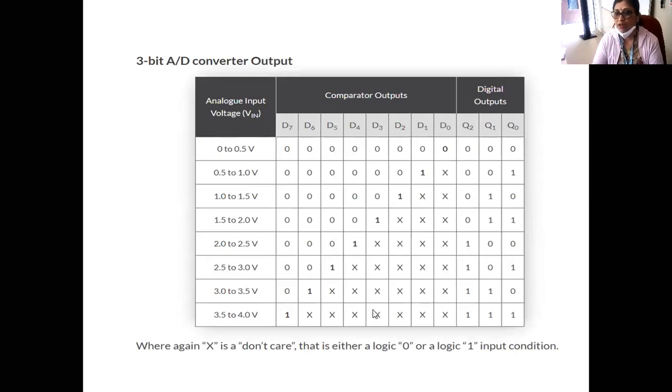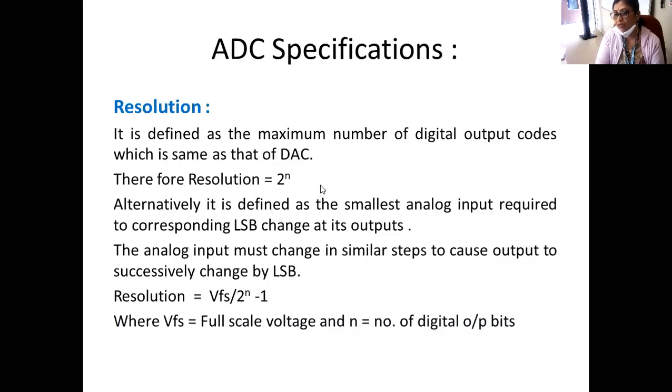Now flash ADC is completed here, and now let us discuss the ADC specifications. What are the different ADC specifications? The first specification of analog to digital converter is its resolution. Now, what is the meaning of resolution in case of analog to digital converter? In case of analog to digital converter, the resolution is nothing but the maximum number of digital codes that analog to digital converter can produce.